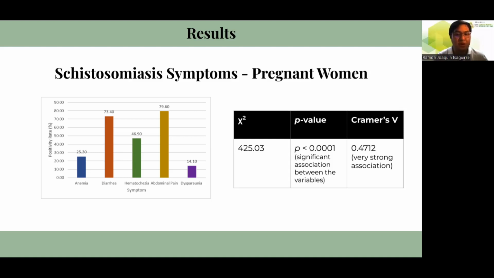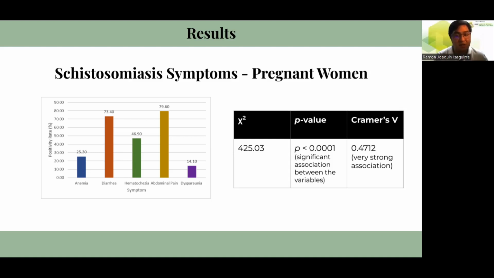Essentially, our data shows that only 5 symptoms were identified from the many studies we went through, and these are anemia, diarrhea, hematochezia, abdominal pain, and dyspareunia. Results from our chi-square analysis show that there is a significant association between these 5 symptoms presented by pregnant women and the manifestation of schistosomiasis within the same group.